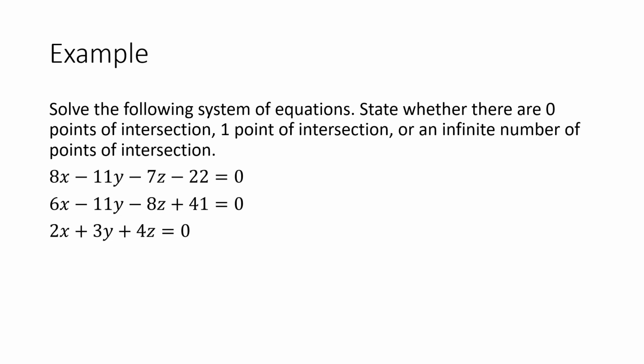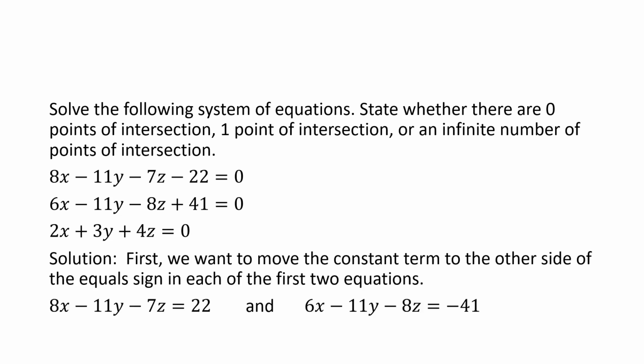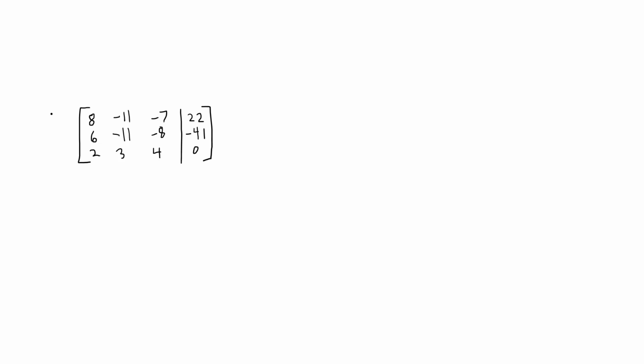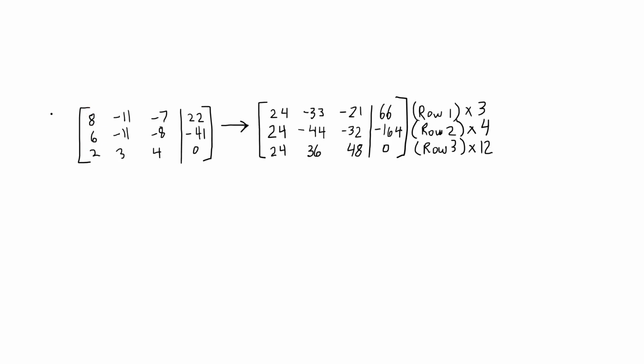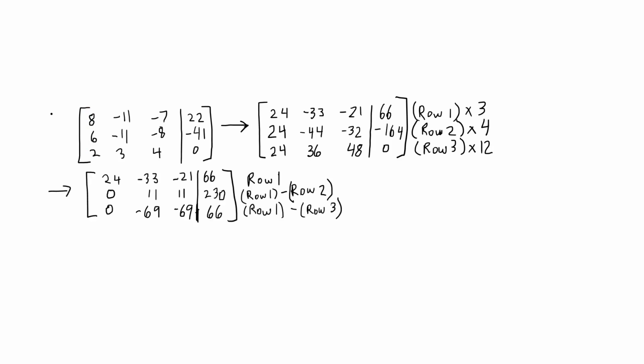Well, like we did in the last question, we want to augment our matrix, so we'll put the constant terms on the right side of the equal sign, and we'll make our matrix. Now I'm looking at that first column there, and there's an 8 and a 6 and a 2, and I say to myself, the lowest common multiple there is 24. So we multiply the first row by 3, and the second row by 4, and the third row by 12. And then we subtract row 1 minus row 2, and row 1 minus row 3. And when we do that, we get the rows shown right here.